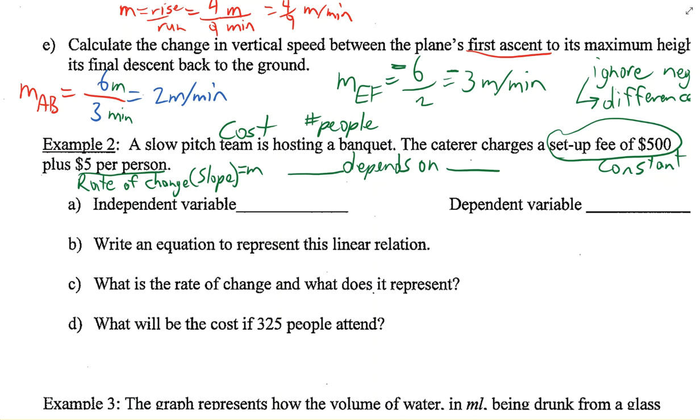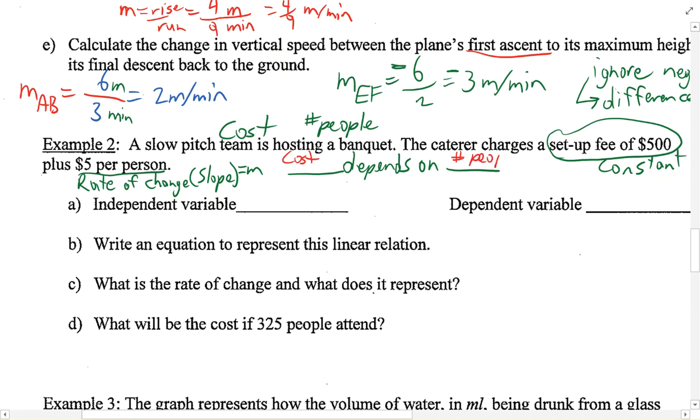The number of people attending the banquet depends on the cost. Let's turn it around first. Does the cost depend on the number of people that attend the banquet? See how one of them is kind of like, well, maybe, but the other one's a yes, it is. That's why you have to always try both. So the total cost of the banquet depends on the number of people that attend.